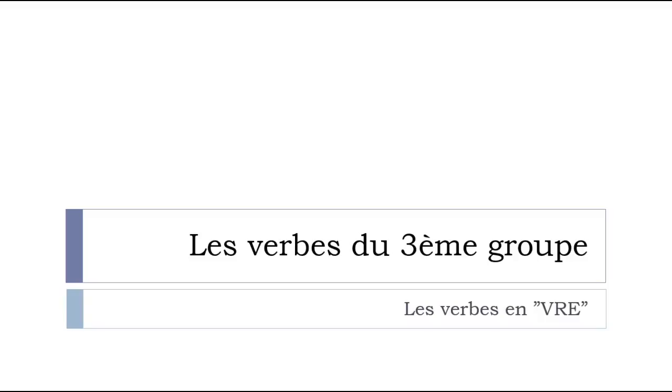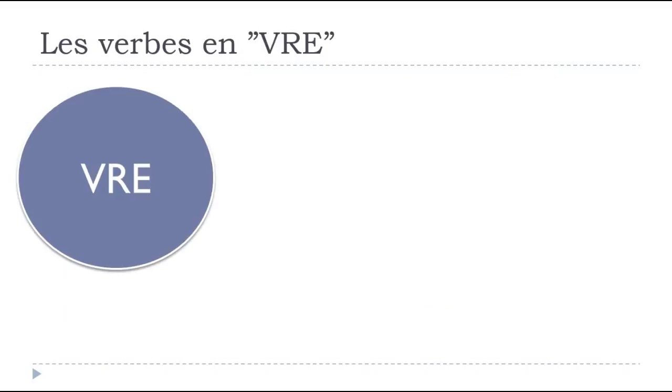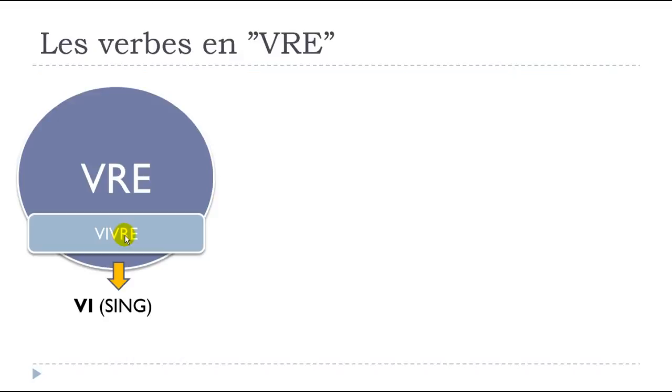Les verbes du troisième groupe, and more precisely, we'll see together how to conjugate at the present form the verbs ending with VRE. So let's see that together. The example I wanted to take is quite useful because it's vivre, and vivre means to live. The tricky thing that you've got to keep in mind with this group of verbs is that it will have actually two stems or two roots. We'll see practically what it does mean.